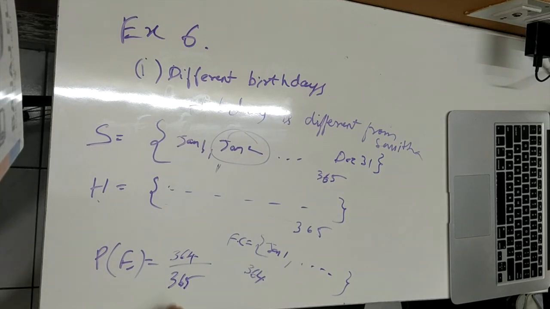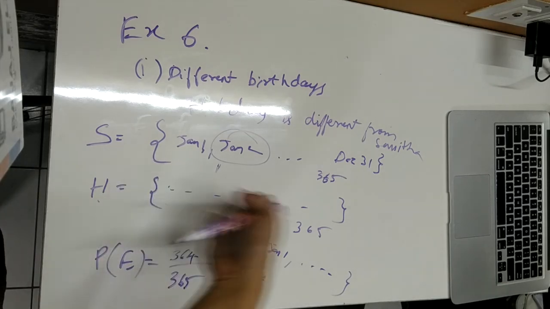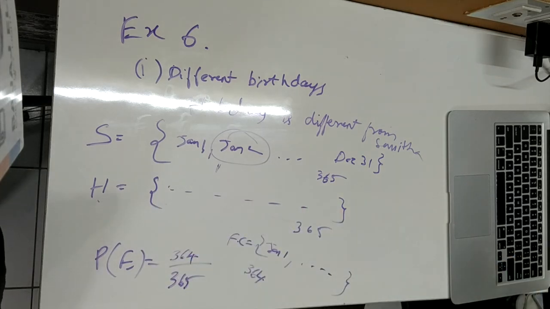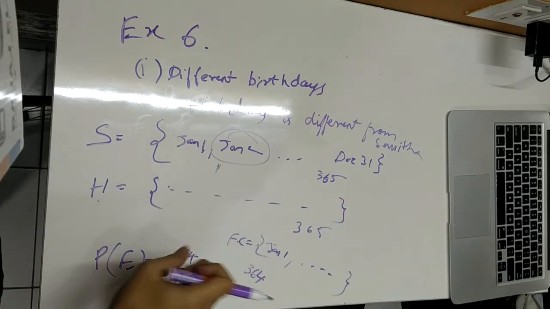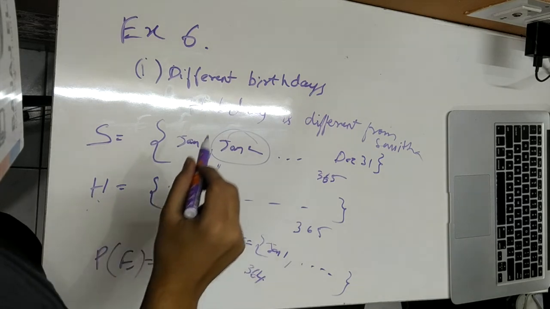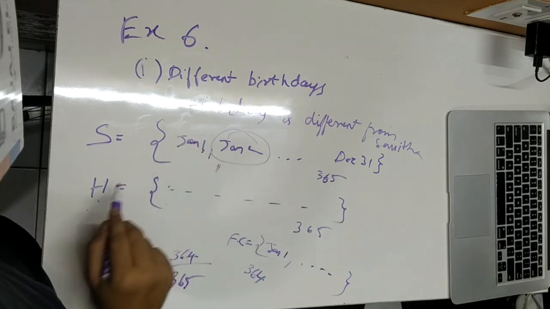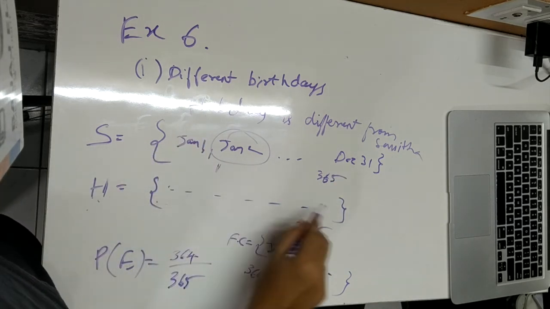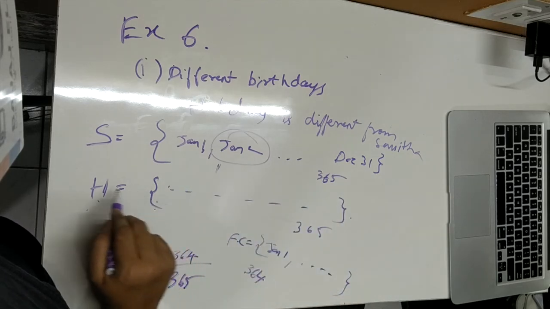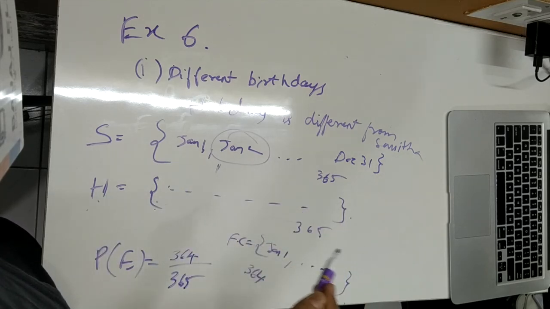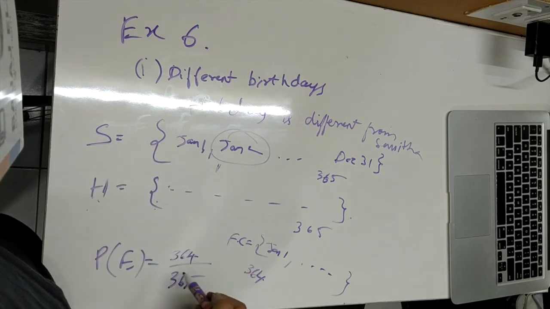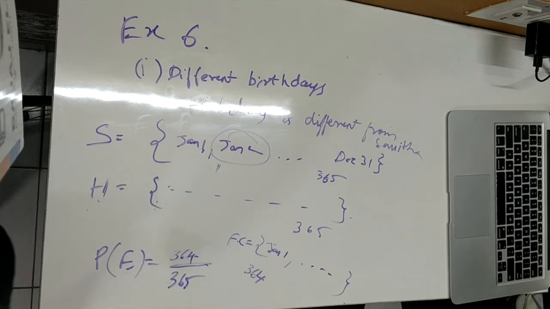Okay, this is slightly more difficult than the normal thing. In the normal problems, the dice and all was so easy because it was easy to write all the outcomes. But in this problem you have to think a little bit. You have to see what are the possible outcomes for Savita, and what are the outcomes for Hamida's birthday when it is different from Savita's birthday. Then we get the answer.